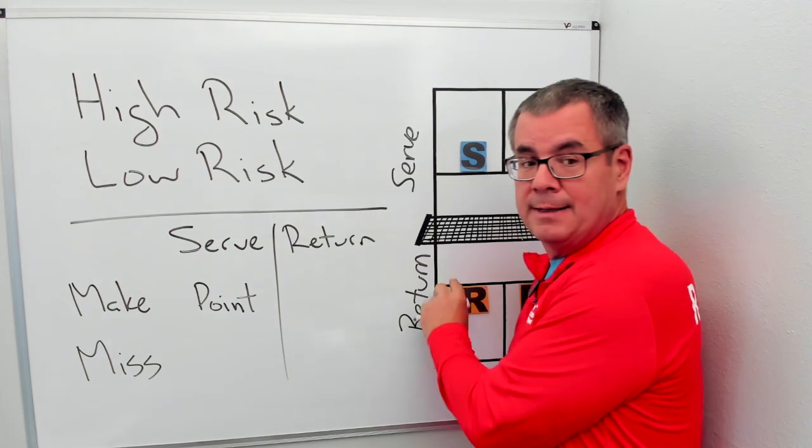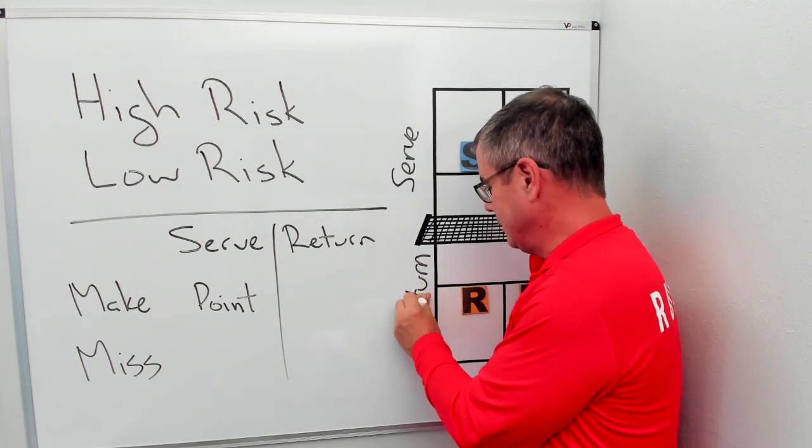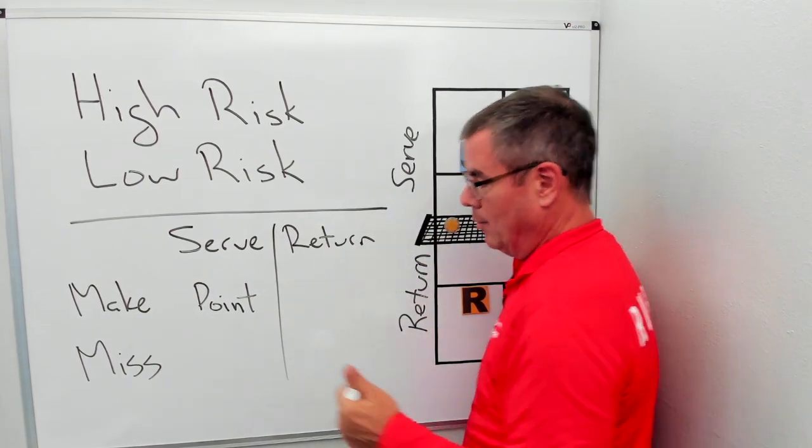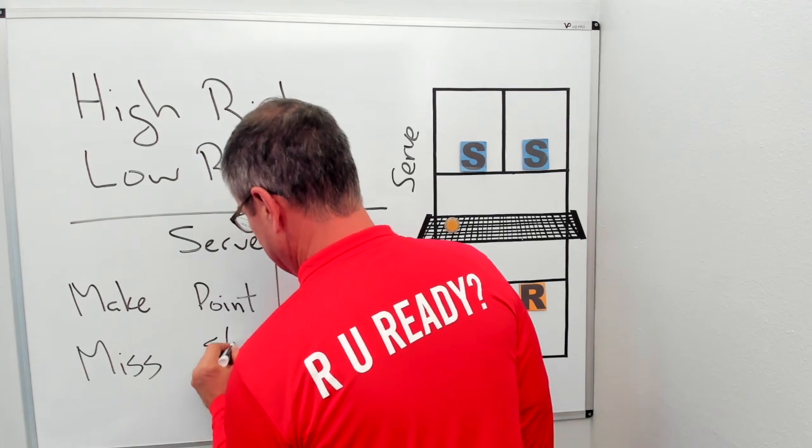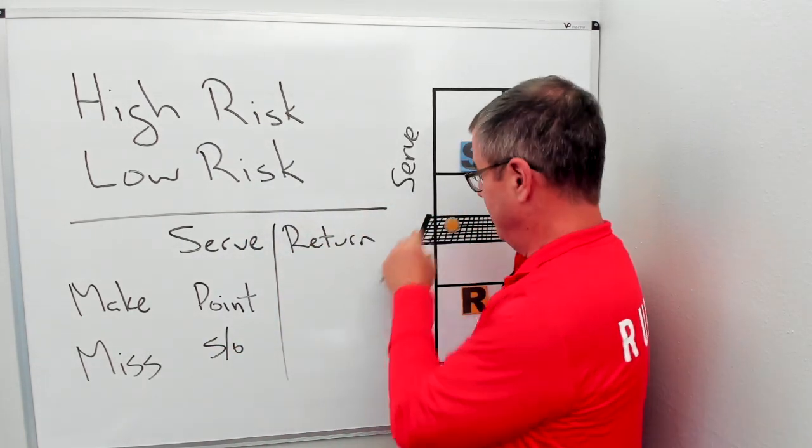Now, what happens if they miss it? Because remember, it's high risk. They miss it here or they miss it into the net. What happens is it's a side out, right? So it's a side out for the miss.